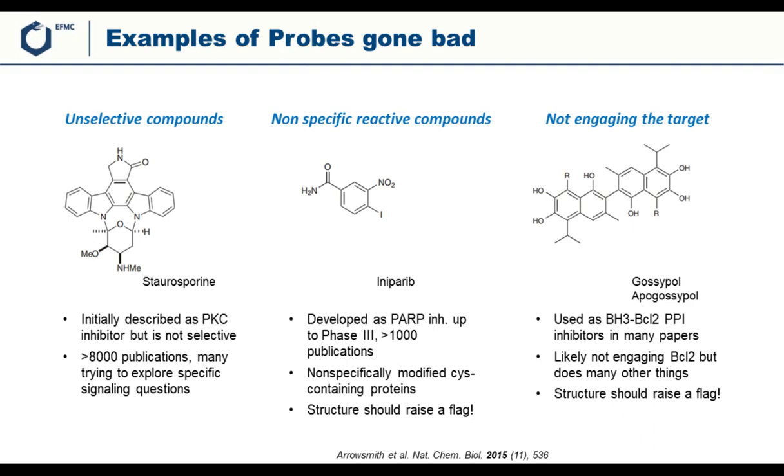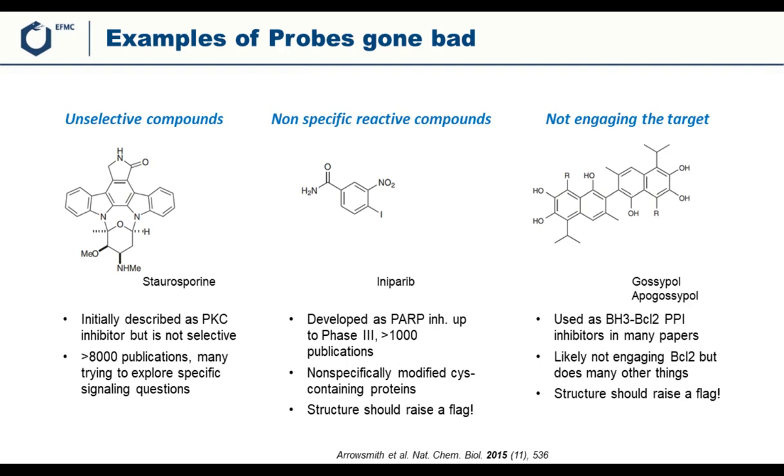The compound in the middle, iniparib, is an infamous example of a compound that went very far. It was developed as a PARP inhibitor up to clinical trials phase 3, so very far in clinical development. There's more than 1,000 publications using this compound. However, it was found later that this compound actually non-specifically modifies cysteine-containing proteins, and it's not even clear that it's actually inhibiting PARP. As a chemist, looking at the structure should raise a flag. Can such a structure actually be a specific inhibitor?